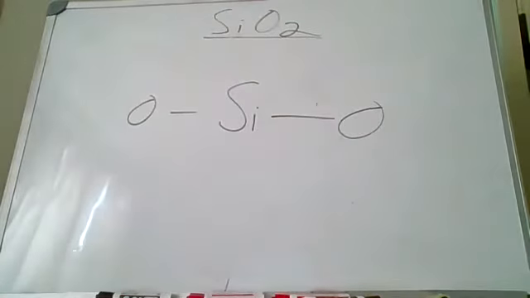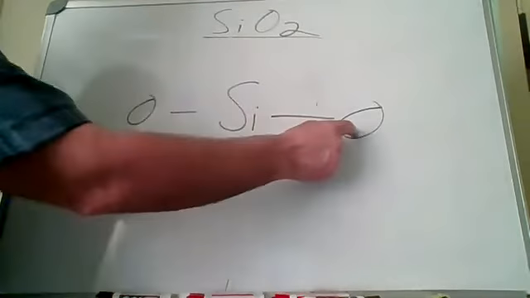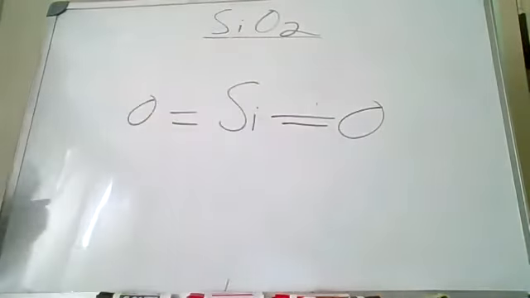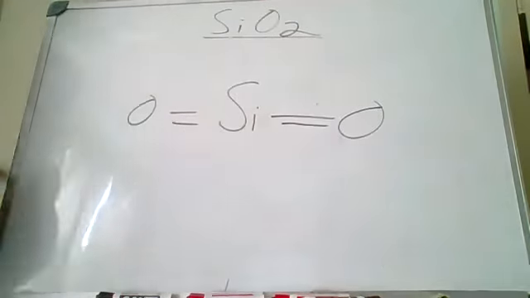Right, an oxygen on either end. Now, do the atoms obey the octet rule? Well, let's see. Oxygen should make 2 bonds. So I need to put a double bond there and a double bond there. All right, so this oxygen's happy, that oxygen's happy.